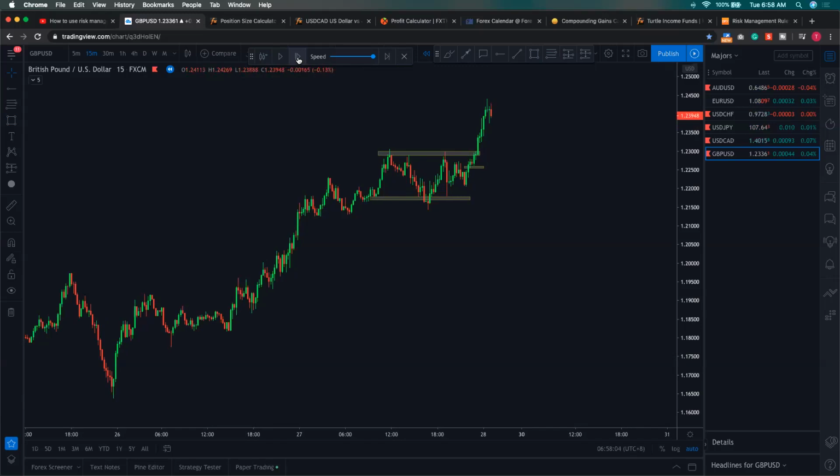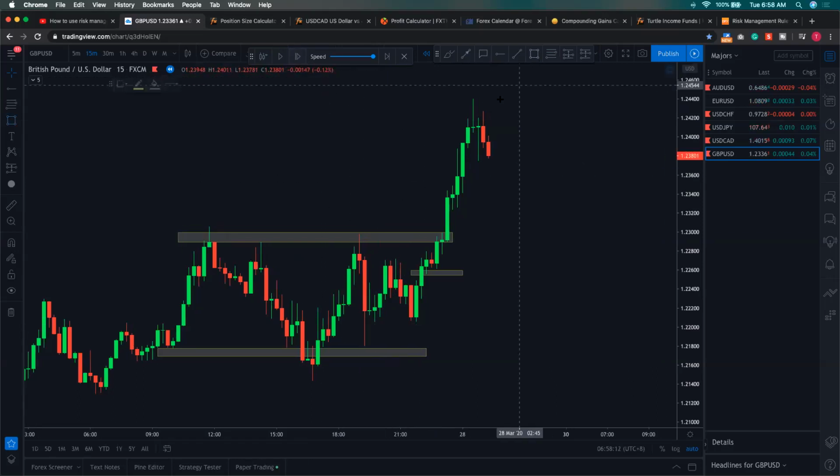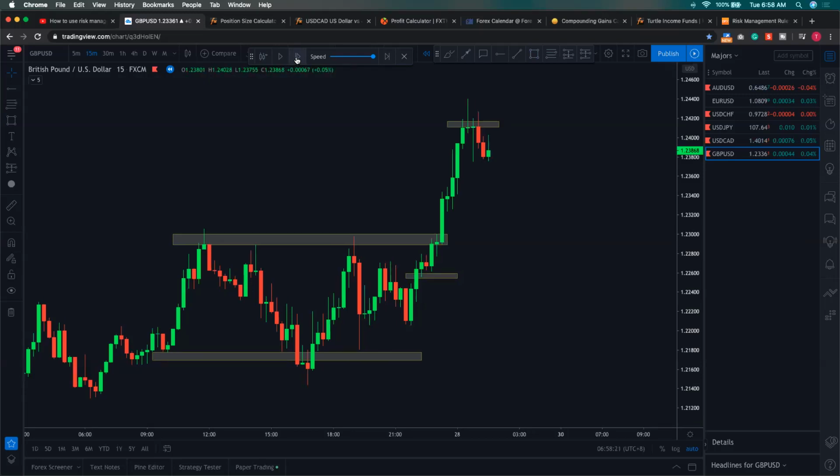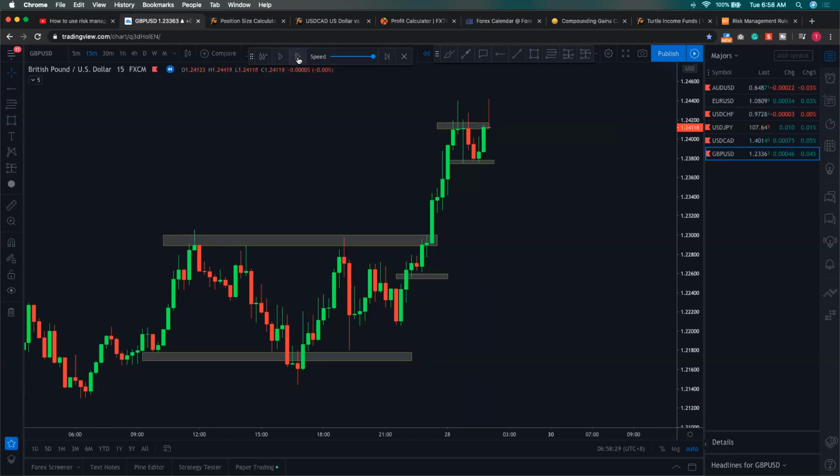It's kind of like a parabolic move to the upside. Let's see now. Okay, so we're going to draw our resistance area. There's no clear support at the moment, so I'll wait and see where price will reject. Okay, there we have it. This is the current support area, and we'll see if price is able to break.